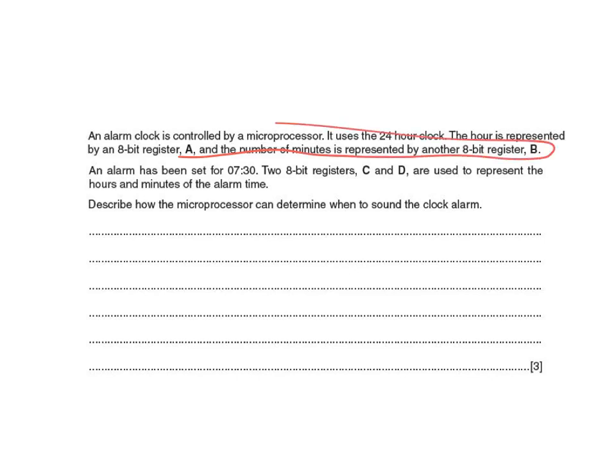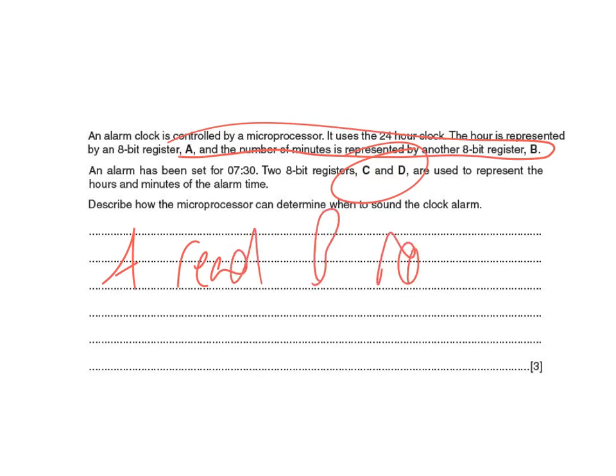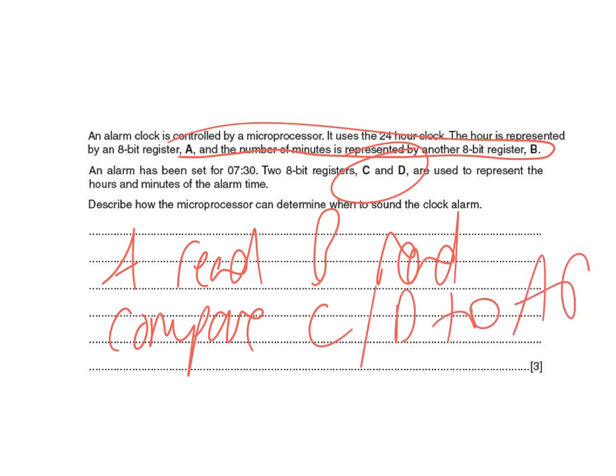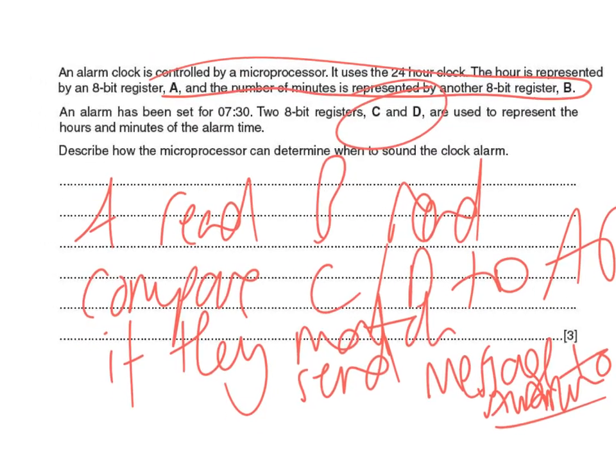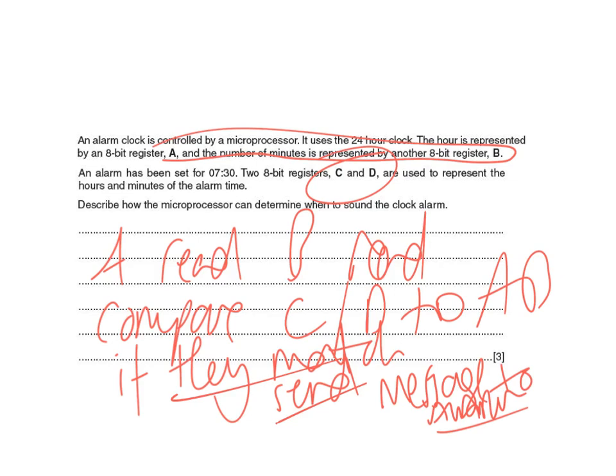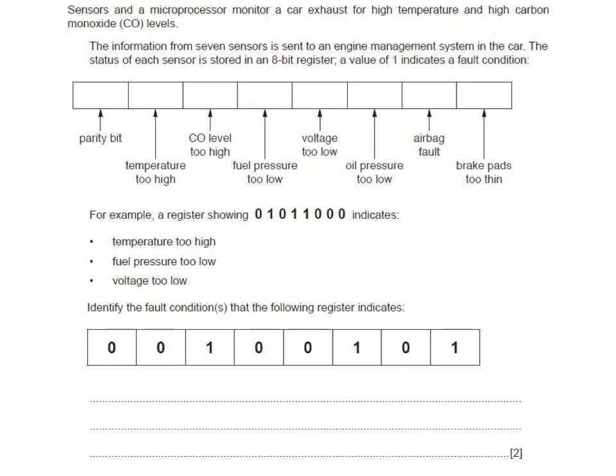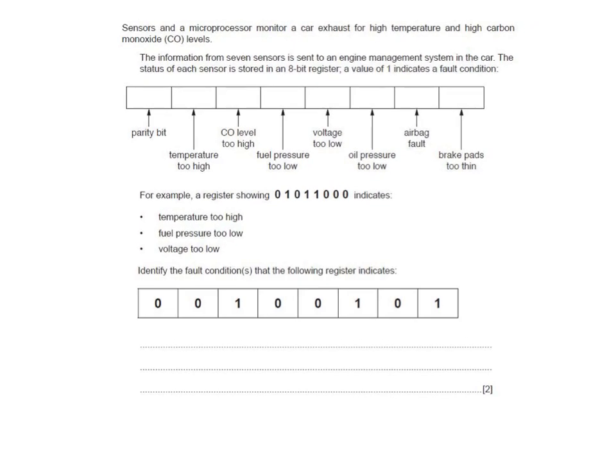So we've got inputs A and B and C and D. So A needs to be read, B read, we compare C and D to A and B. If they match, then send message to alarm. Again, good to visualize this with a flow chart. Good actually for the fetch-execute cycle to talk about how the microprocessor, the processor, is sending out control signals. Don't need to go into any depth about buses and so on. Okay, you can see the crossover part here.